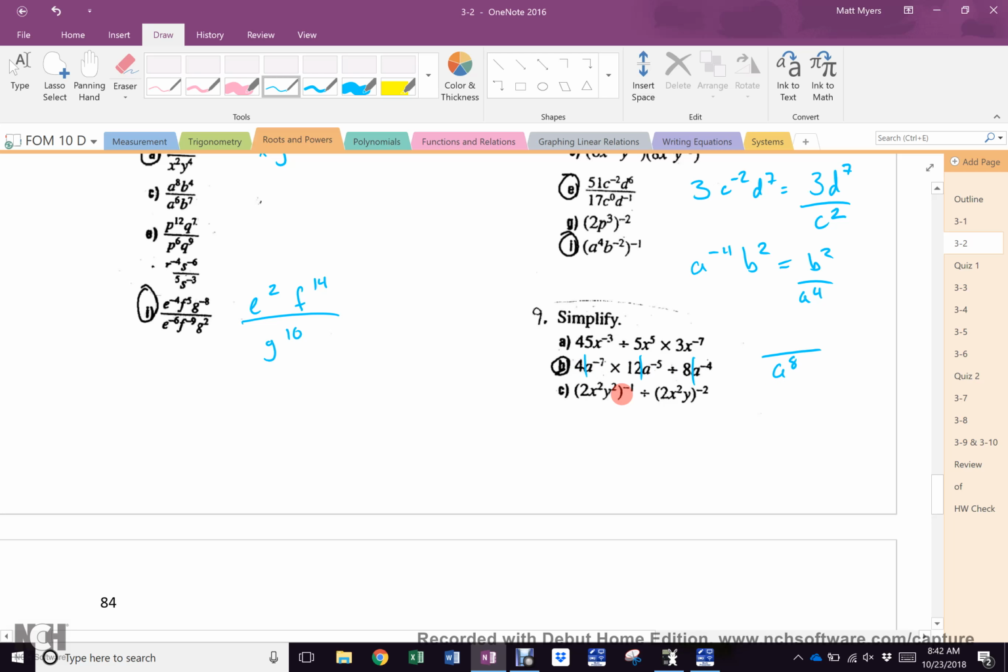Only the a's, right? Because there's no brackets. 8. Yeah. So 4 times 12 is 48. 48 divided by 8 is? So that stays up there. Okay? And then negative 7 plus negative 5 is negative 12. Negative 12 minus 4 is negative 8. And since it's negative, it stays down there.